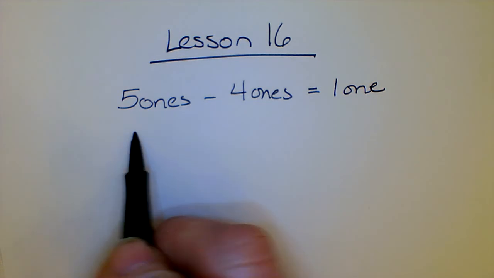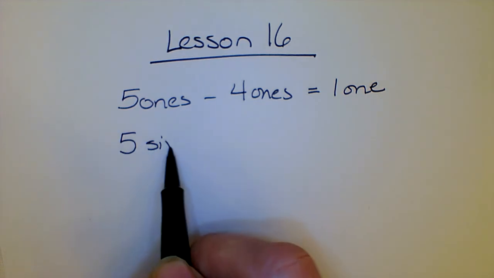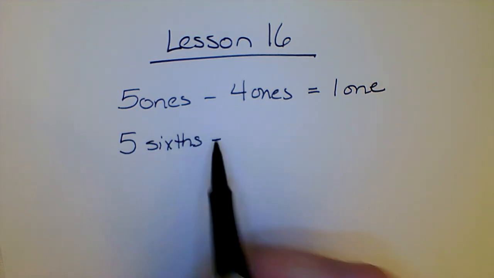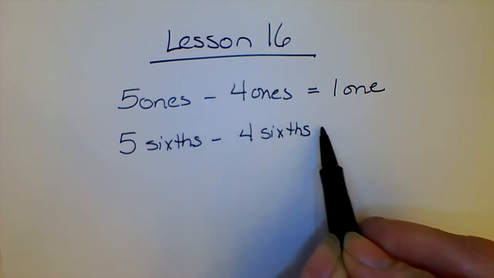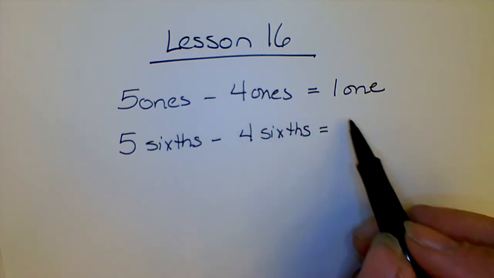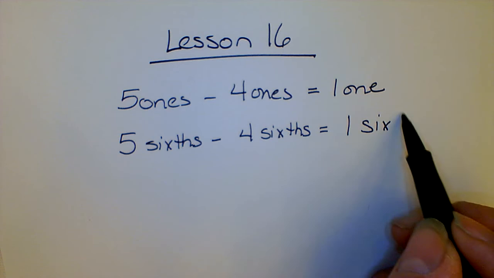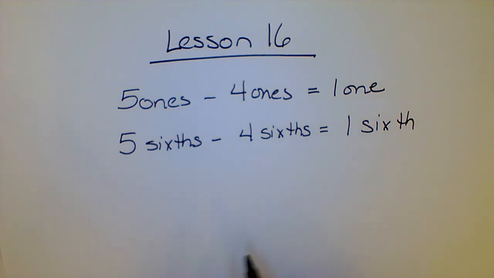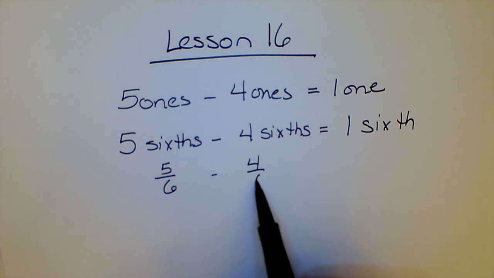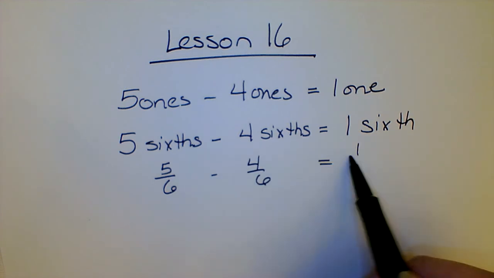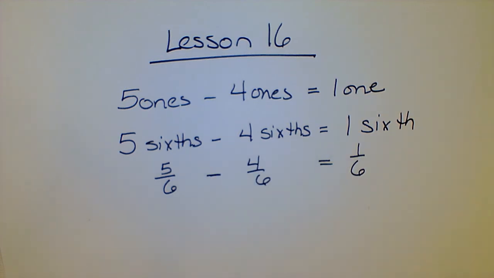Really similarly, if I had 5 sixths and I subtracted 4 sixths from that, I would be left with 1 sixth. So here we've just changed what our label is. And again, I could write 5 sixths minus 4 sixths is equal to 1 sixth. So again, this becomes a label for us.